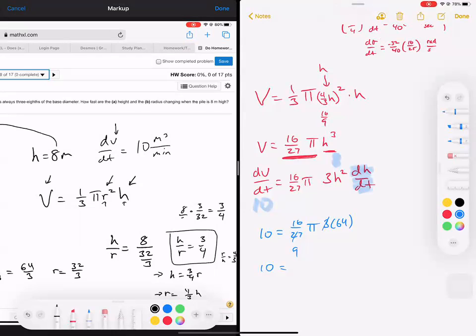And then we have 10 is equal to 64 times that. 16 times 64. I think I did that right. The height is 1024 over 9. I'm going to pi dh over dt. I'm going to kick this all over. It's going to be 90 over 1024 pi on the bottom is equal to dh over dt.